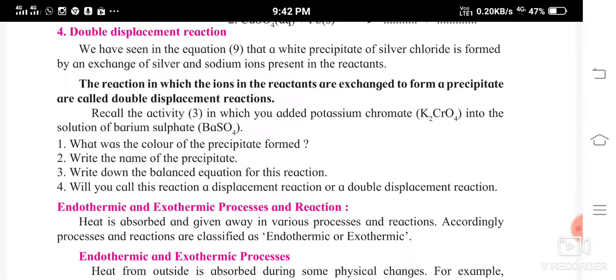So you are going to balance the equation. Will you call this reaction a displacement reaction or a double displacement reaction? Of course, this is a double displacement reaction because displacement has taken place 2 times, isn't it? You can answer all these 4 questions by seeing the activity also, I am sure. I'll show you one more small clip to make you clear with displacement and double displacement reactions.